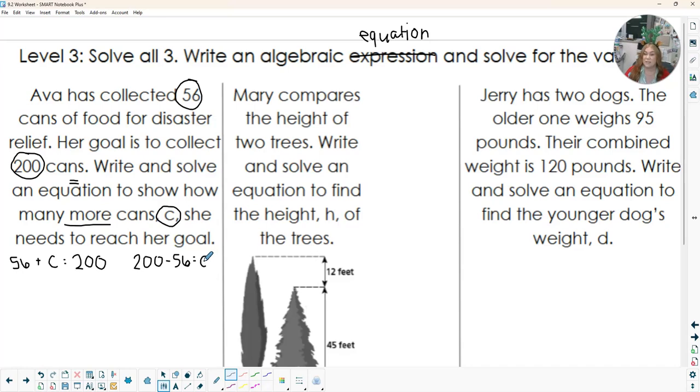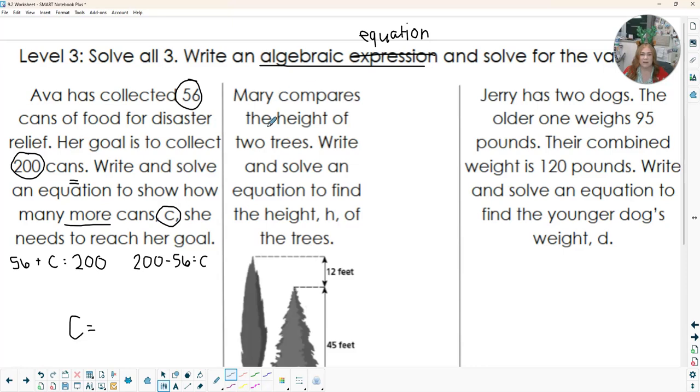And you want to put the answer here, but it says write an algebraic equation. An algebraic equation has a variable in it. That's the algebra part of it. So either one of these that I do will give me the answer. So now you need to solve and tell me, what does C equal? How many cans does she need? So if I do 200 minus 56, that will tell me the cans. So you're going to finish that up.